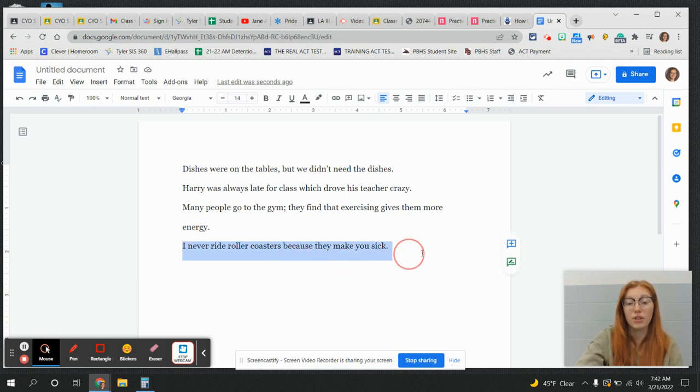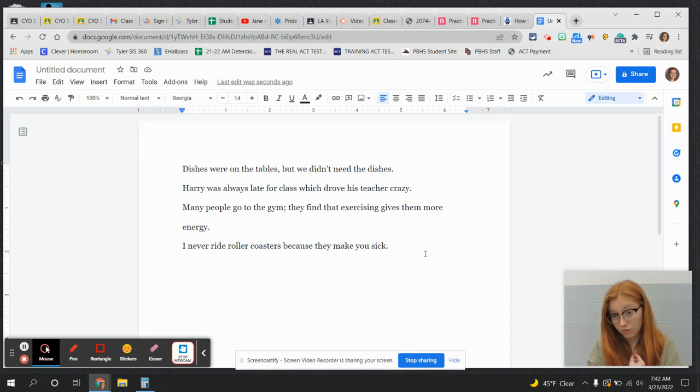I never ride roller coasters because they make you sick. Roller coasters really don't make me sick, but people say this kind of stuff all the time. I actually worked a job where I took kids to camp, like from a church camp, and every week we took kids to Silver Dollar City every Wednesday. And this was actually a phrase that was said to me quite often. However, roller coasters don't make me sick, so it's just a false sentence. But that's not what they meant. They meant they made them sick.